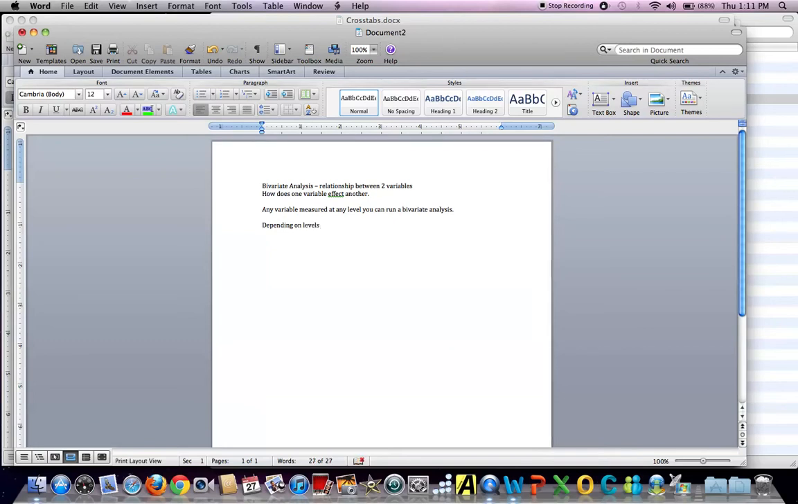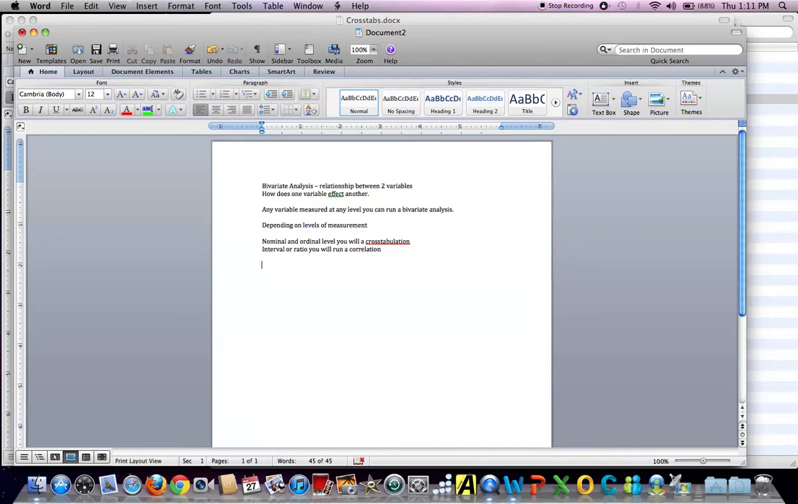So at the nominal and ordinal level, you will run a crosstabulation. And for interval or ratio, you will run a correlation. Now, that is the rules.